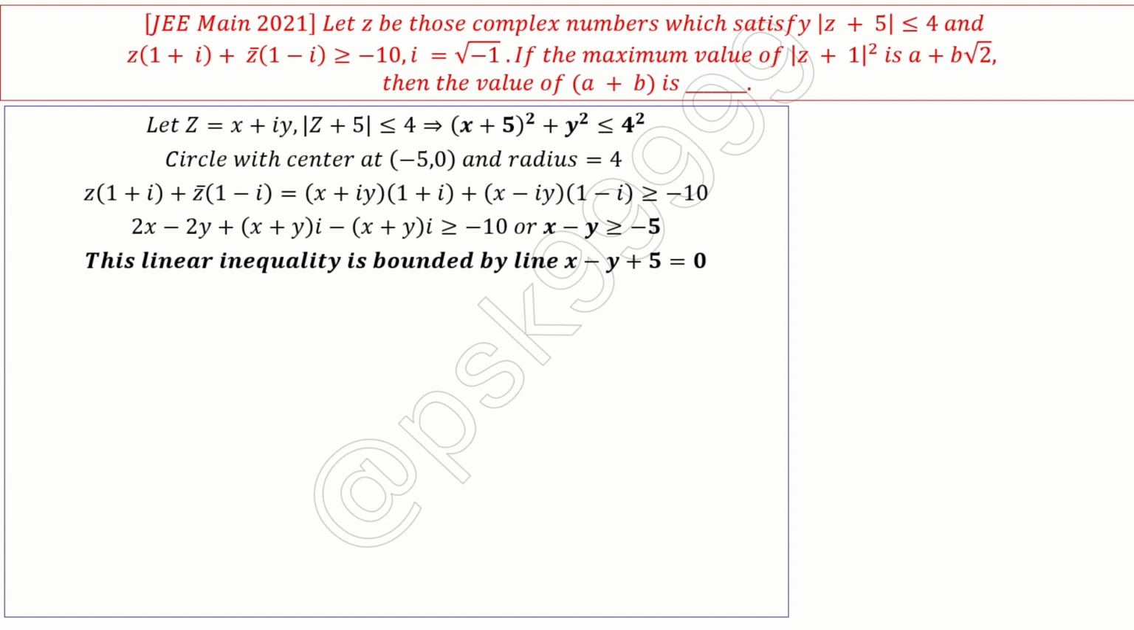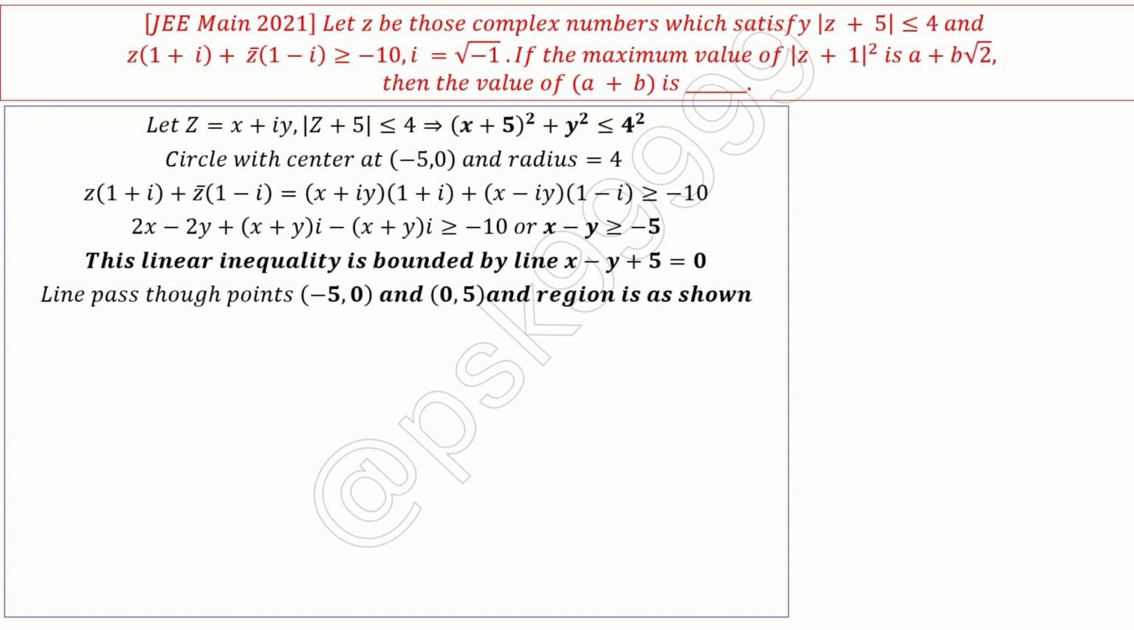This is the line. If I draw, I have to take the values which are greater than or equal to minus 5, or x minus y plus 5 should be greater than or equal to 0. That's the part I have to take. So this line passes through minus 5 comma 0 and 0 comma 5, so we can easily draw this on a graph.